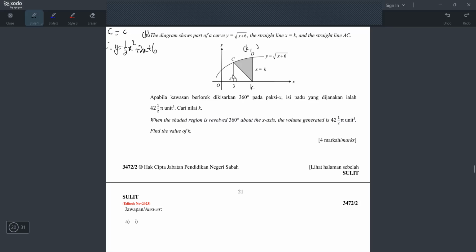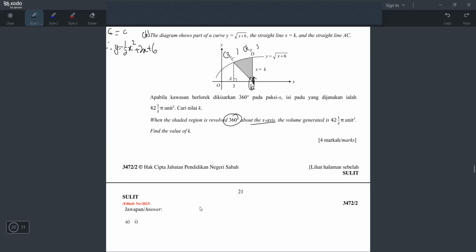So we know the C coordinate. The x coordinate for C is 3, right? But the y coordinate, I don't know. How do I know? Because there is a 90 degree angle here, it means this line is completely straight. That's why when you read downwards, it will be 3. The shaded region is revolved 360 degrees about the x-axis. So this is the shaded region, revolved 360 degrees about the x-axis, like this. Now they say the volume is 42 1 over 2.